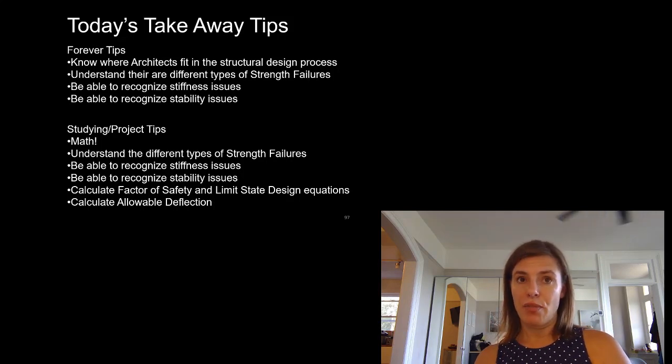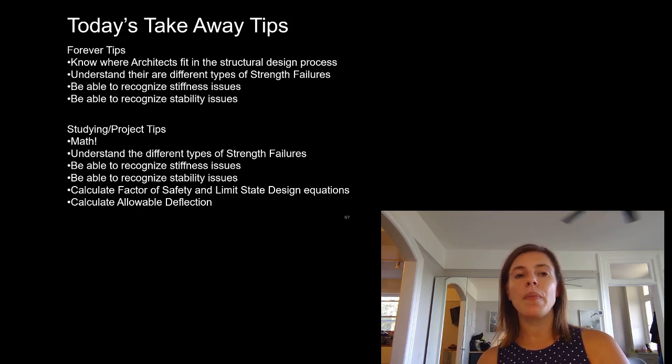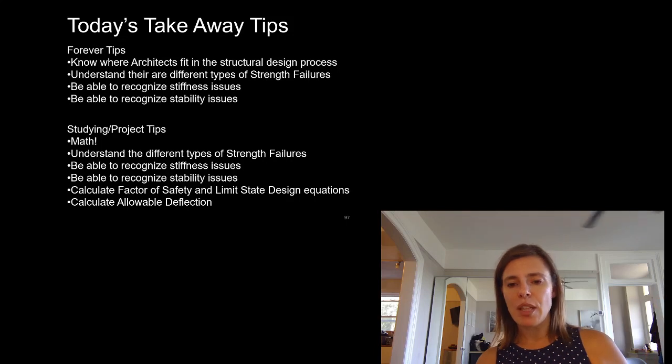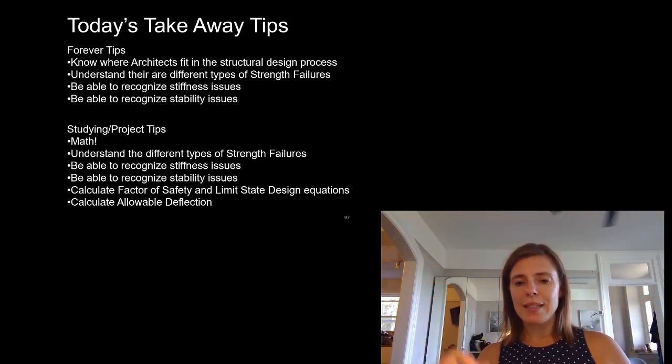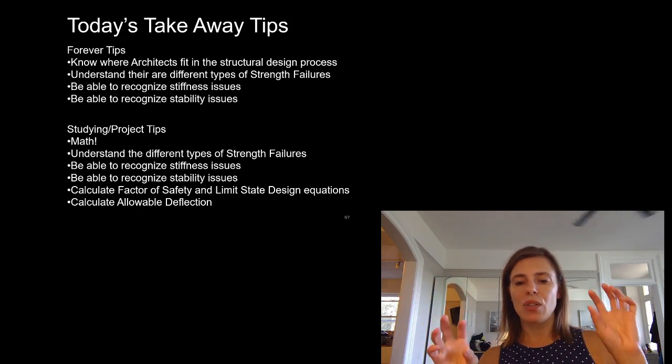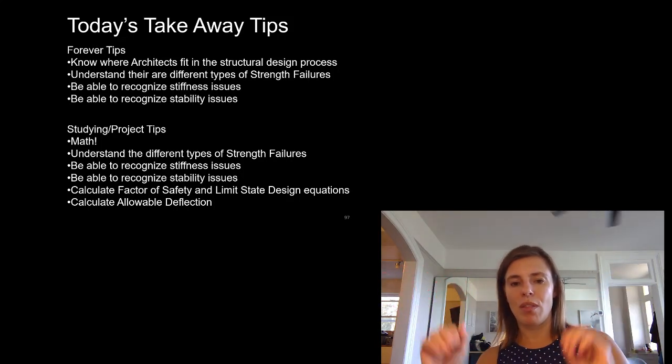You should understand the different types of strength failures. You should be able to recognize a stiffness and stability problem. You should be able to calculate a factor of safety and a limit states design equation problem. You're right, I didn't give you any information there, but the equation is there. If you have a factor of safety, you factor up the load and it has to be less than the capacity. If it is a limit states design equation, you have to factor up the load and reduce the capacity and make sure that the reduced capacity is greater than the factored load.